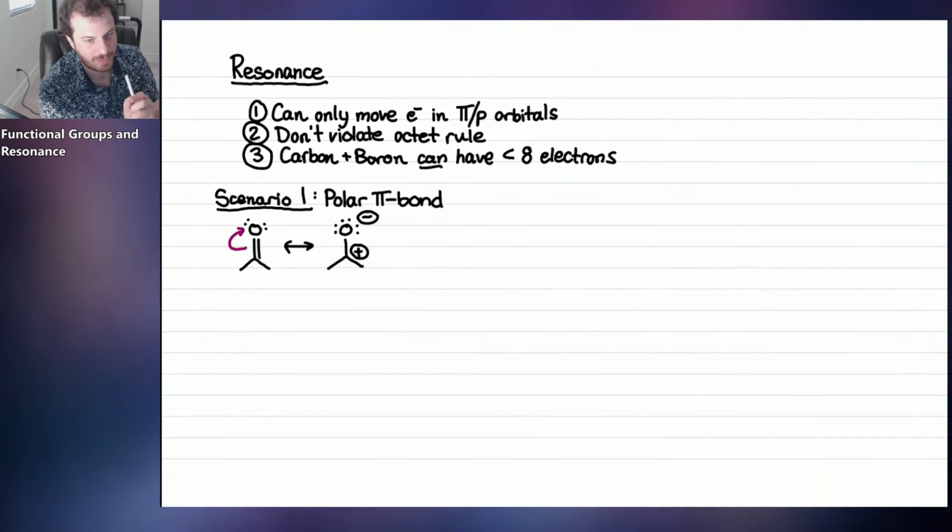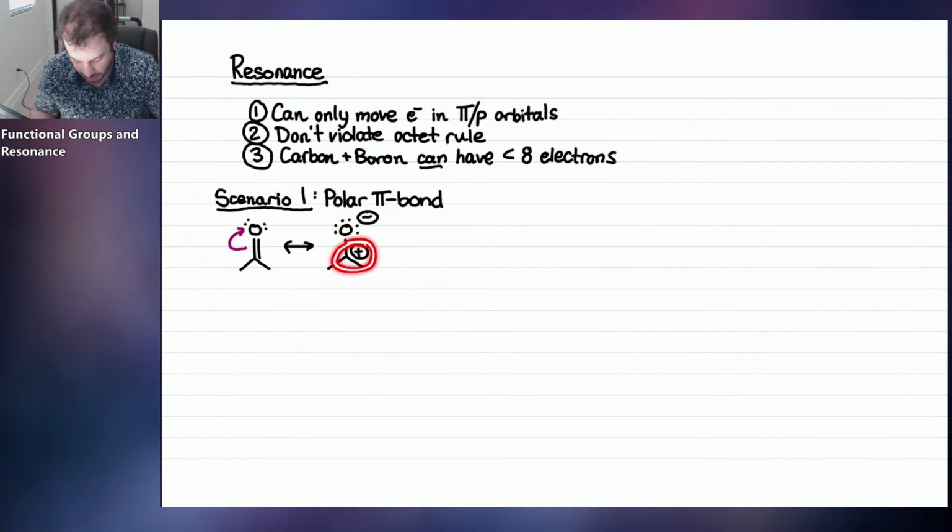Move the electrons of a pi bond towards the more electronegative atom of the polar pi bond, and that's going to create a resonance structure. Notice that this obeys all the rules. We are only moving the pi electrons of our double bond, and we are not violating the octet rule. Well, technically we are, since we're leaving this carbon with only 6 electrons. However, rule number 3 says that's okay. Carbon and boron can have less than 8 electrons, so this carbon with 6 electrons is okay.